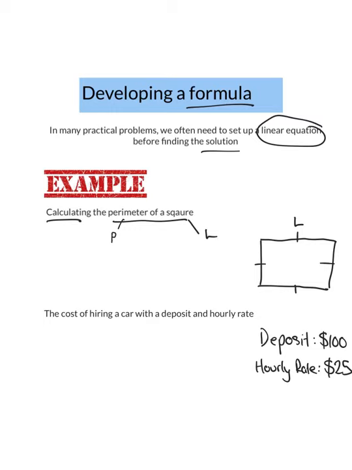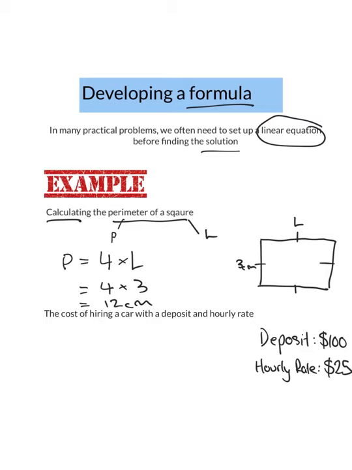So to find the perimeter of the square using a linear equation or developing a formula, we can have P equals, well, we've got four sides, 4 times L, alright? And that could be a formula we could use to find the perimeter of any square. It's universal, right? So let's say the side of the square is 3 centimetres. We can then sub that in for the L, where we have 4 times 3, and we get 12 centimetres.